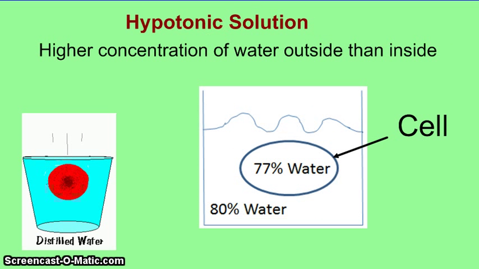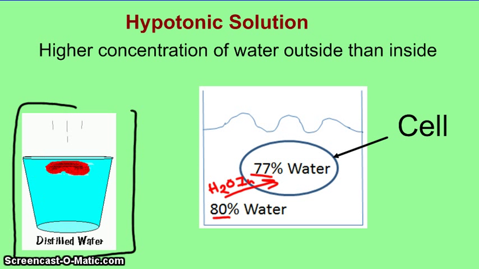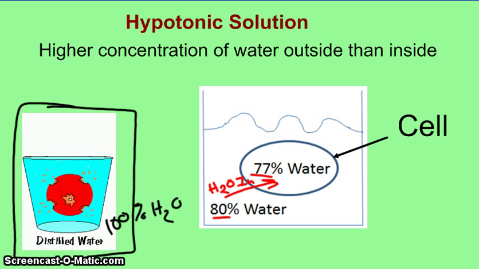A hypotonic solution. In this case, the higher concentration of water is outside the cell rather than inside the cell. 80% outside, 70% inside. Water will move from the outside in, causing the cell to expand. And in this diagram over here, we see a red blood cell which is placed in distilled water, which is 100% H2O. And we see that the cell expands and expands as water moves into it in a hypotonic solution until eventually the cell bursts. It's called lysis, and it causes cell death.